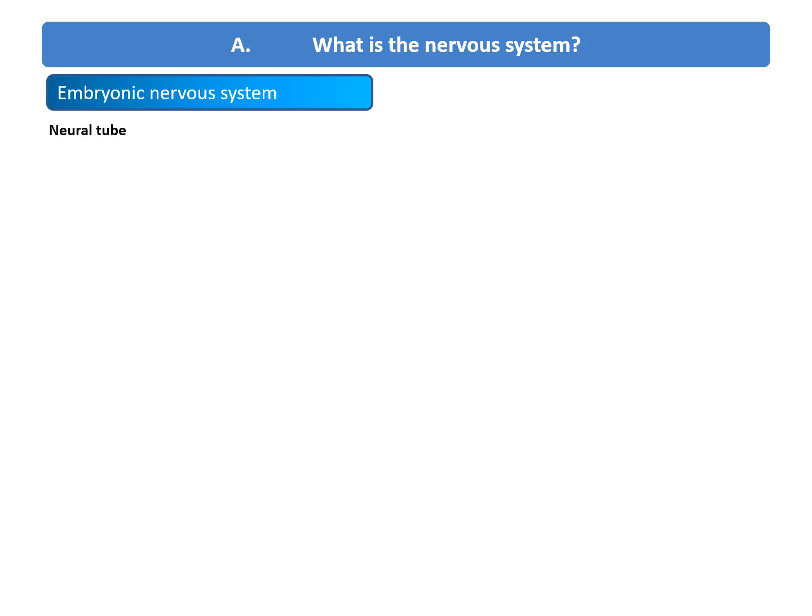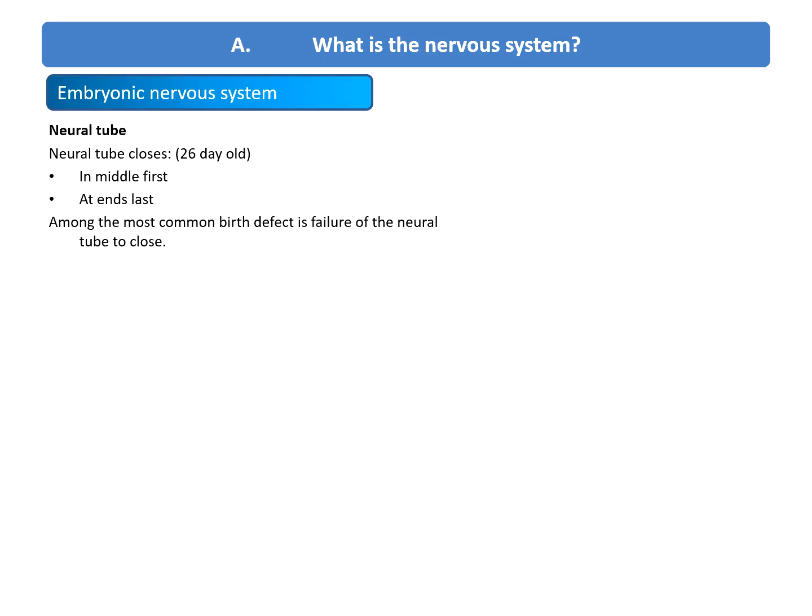Let's look at the neural tube. The neural tube closes at about 26-day-old embryo. It closes in the middle first, and then the ends eventually last. Among the most common birth defects is failure of the neural tube to close. Failure to close at the anterior end is called anencephaly. Literally, it means without a brain.